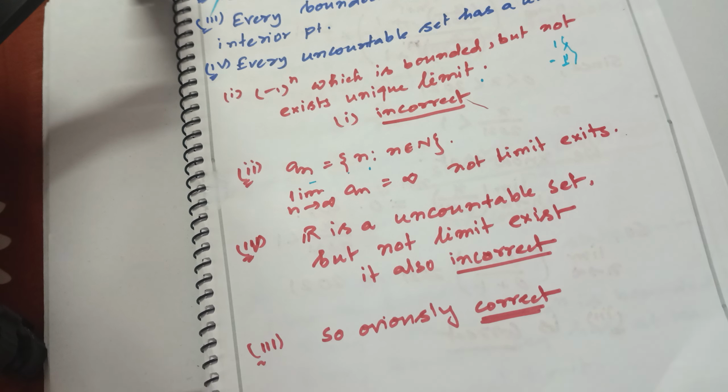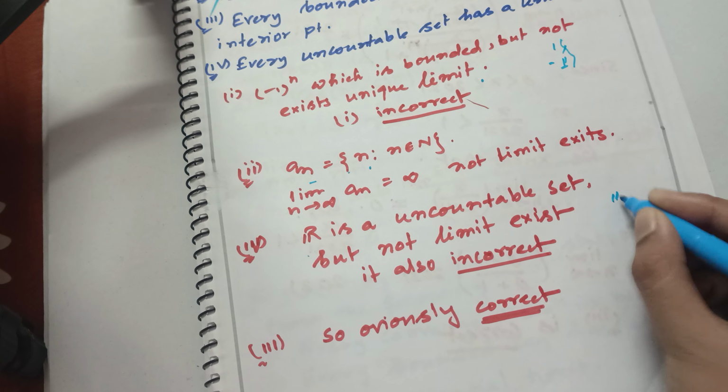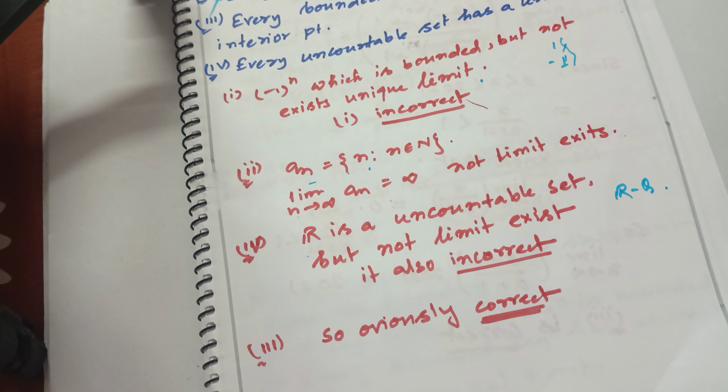If we consider an uncountable set, that is R. Uncountable set means not countable. R minus Q, the irrational numbers, is uncountable. This is not countable. So R is an uncountable set and its limit point does not exist, so it is also incorrect. So obviously the 1st, 3rd and 4th are incorrect, so definitely option 3 is correct. Okay, I hope it is clear.